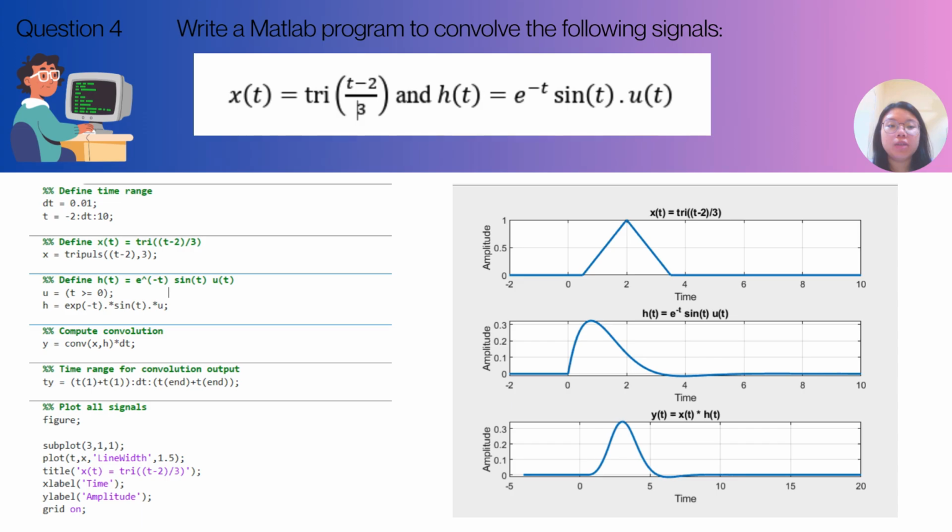This is a triangular pulse. The parameter beta controls the width of the triangle. In our code, we use beta equals 3 and the triangle is centered at t equals 2. This is an exponentially decaying sine wave. The ut means it's 0 for negative time. It starts at t equals 0 and decays as time increases. So ht looks like a sine wave that gets smaller and smaller as t gets larger.